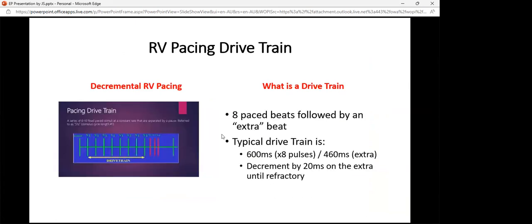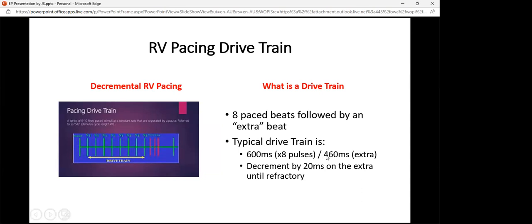So once all our catheters are in, we then want to look at maybe inducing a tachycardia, because obviously we're not going to know what we're treating unless we can induce a tachycardia. The first thing we always do is we like to pace the ventricle. And we do this using what we call a drivetrain. And this is made up of 8 beats, almost like ATP. These 8 beats are made up of the same interval. So typically it's around 600 milliseconds, or about 100 beats a minute. And we give 8 of these pulses.